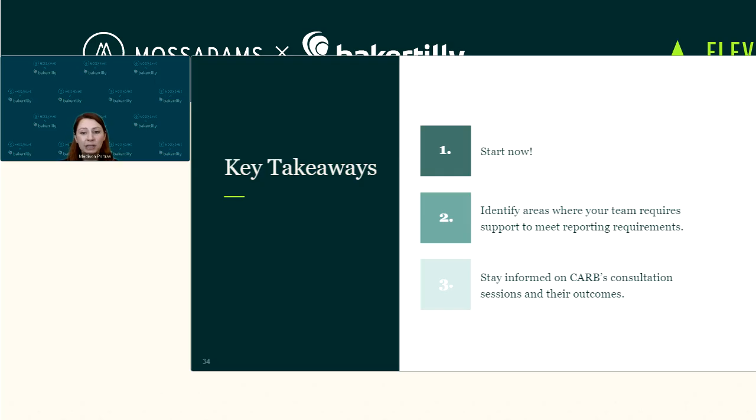And then three, as we all know, CARB is still really in the works of these two bills. So stay informed on CARB's consultation sessions and their outcomes. CARB just yesterday, on September 2nd, released a draft checklist for SB 261 that really goes over those minimum reporting requirements. So if you haven't seen that checklist, that just came out yesterday. So I think continuing to stay informed and on top of CARB's newest and greatest recent updates is going to be really important over these next couple of months to make sure you feel really comfortable and prepared for SB 261 as well as SB 253.